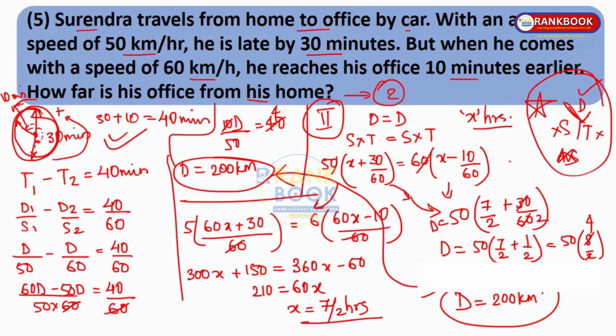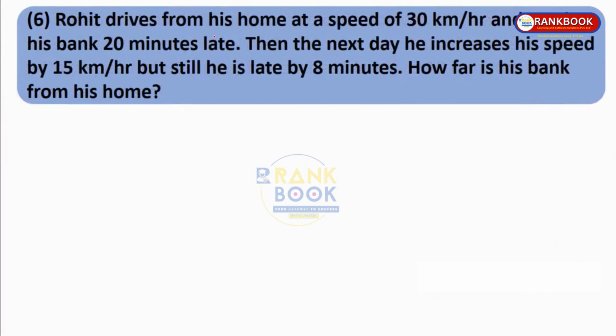Moving to question number 6. Rohit drives from his home at a speed of 30 km per hour and reaches his bank 20 minutes late. Then the next day, he increases his speed by 15 km per hour, but still he is late by 8 minutes. How far is this bank from his home? Again, it is similar to question number 5, the previous sum which we saw. Let's solve by the fast method.